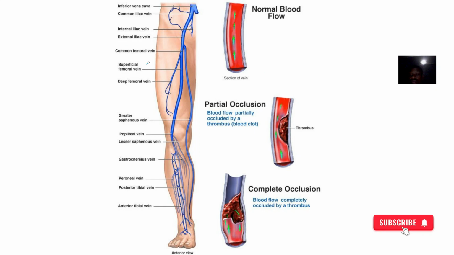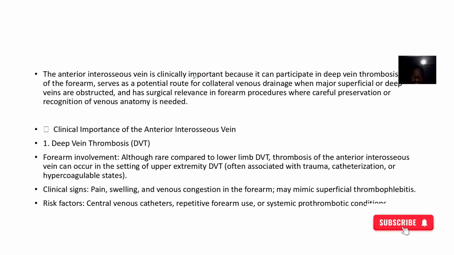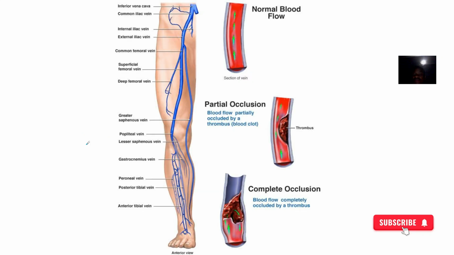Okay, no, this one I just brought a picture to depict something. No worry, we'll come back to it. But this is the anterior interosseous vein, right? So the anterior interosseous vein, its clinical importance includes that it can be affected by deep vein thrombosis. Now see, it is a vein of the upper limb, but it can be affected by deep vein thrombosis, where there's thrombus formation. Forget that I brought a picture of the lower limb. Don't worry. Just take it as though it is in the upper limb.